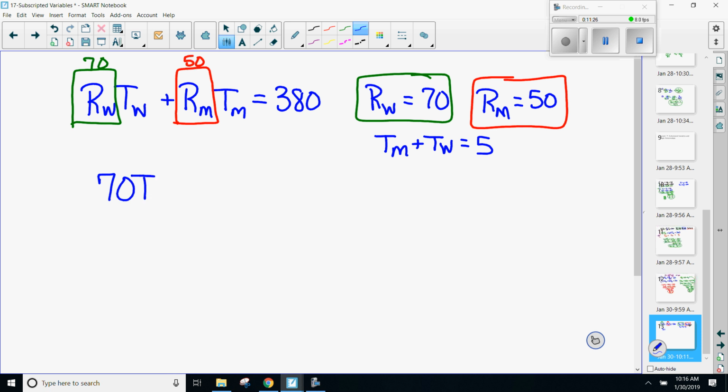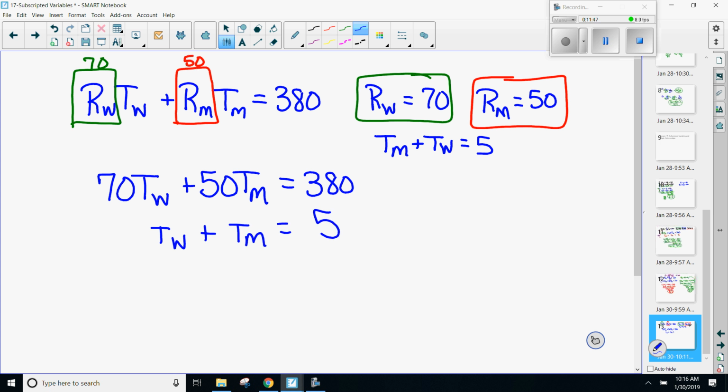70 times the time that Wilson drives plus 50 times the time that Macy drives for, each one of those finds the distance, is equal to 380 miles. And we know that if I take the time of Wilson plus the time of Macy, keep in mind I switched those two variables around, they drive for a total of 5 hours.